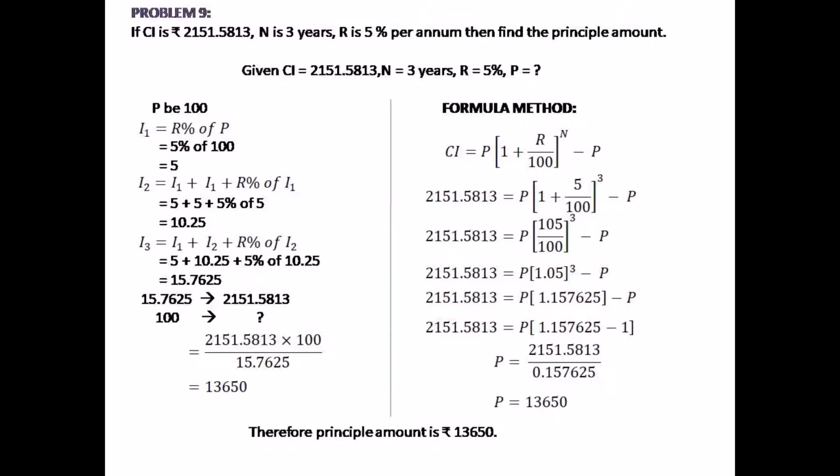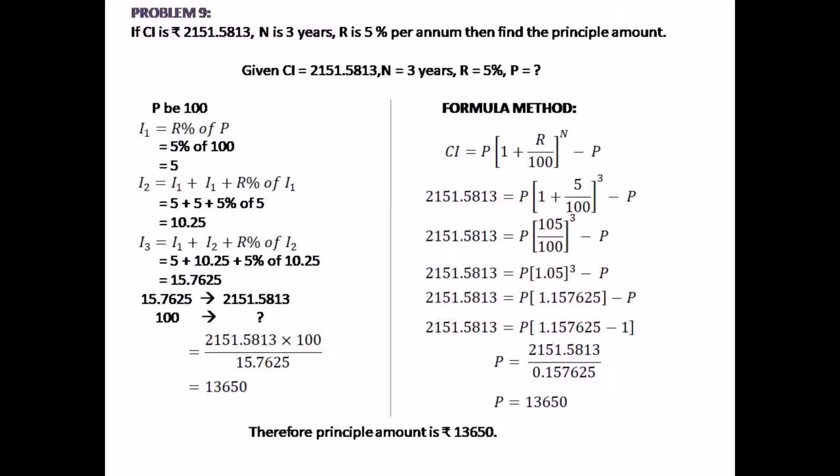I2 equals I1 plus R percent of I1, that is 5 plus 5% of 5. Gives I2 is 10.25. I3 equals I1 plus I2 plus R percent of I2, that is 5 plus 10.25 plus 5% of 10.25. Gives I3 is 15.7625. If 15.7625 gives 2,151.5813, then 100 gives what?